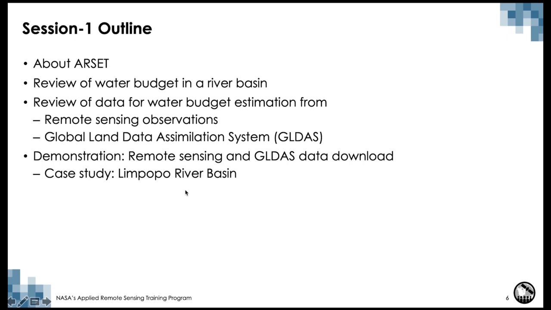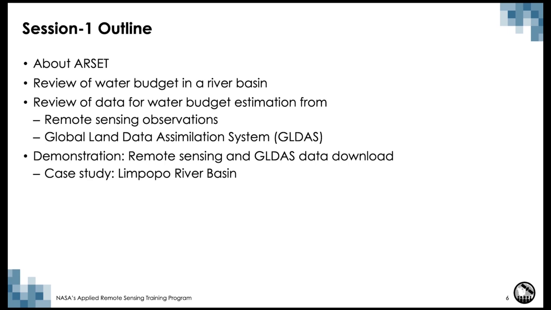We will look at a river basin in Southern Africa, that's the Limpopo River Basin. We will talk about this basin when we go through the demonstration part, but this is the case study. It's not a very large river basin, but it's not a small river basin either, and that's why we have picked this case study. So through this case study, we will see how to use different data sets to look at water budget components. Later on, you can use the same procedure to apply to a river basin or watershed of your own interest.